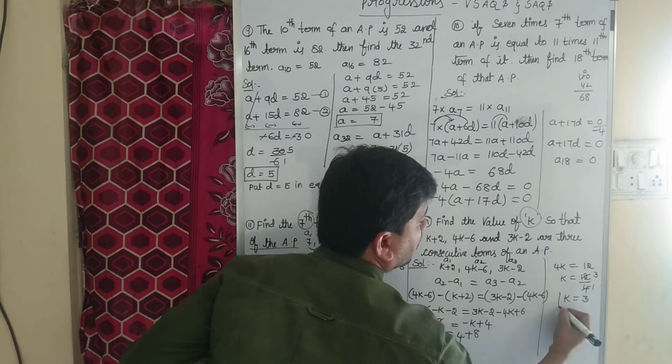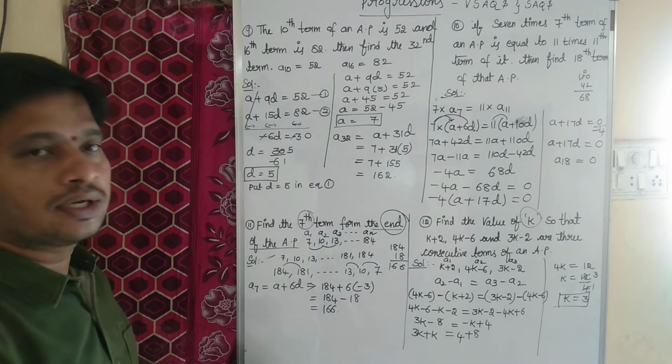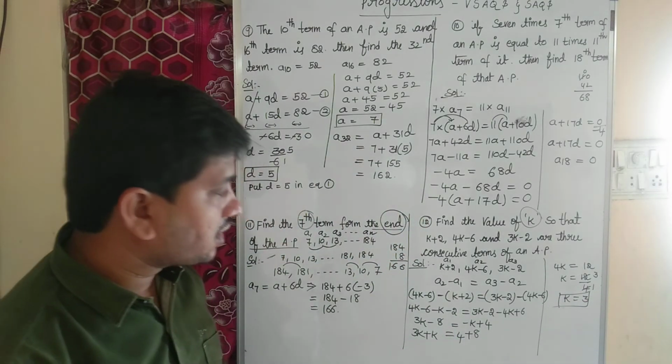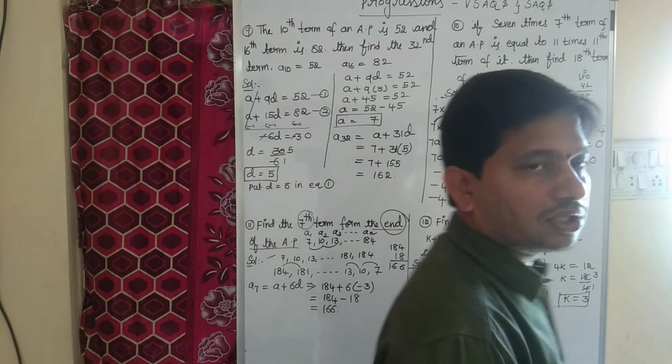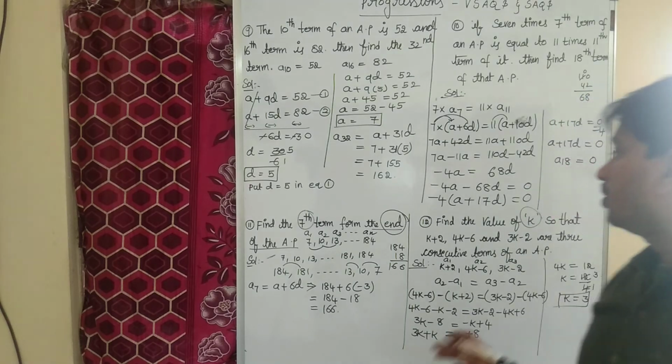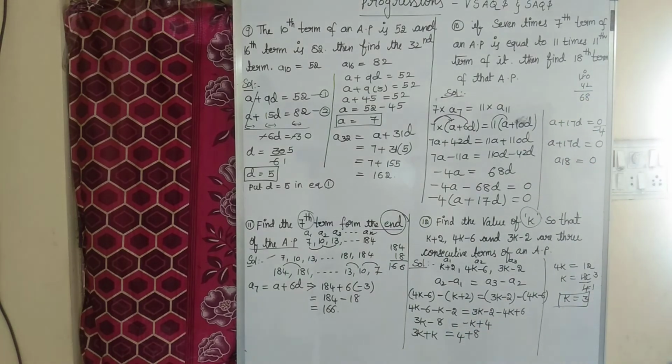So what is the value of k? The value of k is 3, children. Is it clear, children? Simply addition, subtraction and transposing the terms. So this is our 12th question. Is it clear, children?